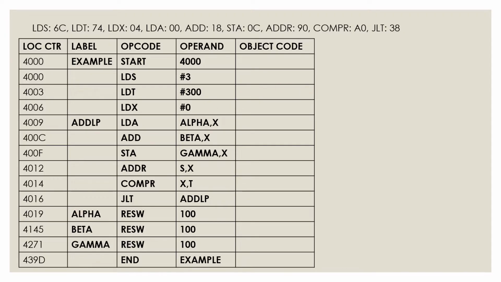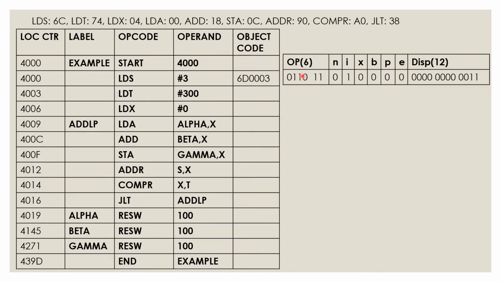Next we have to calculate the object code. This is the object code format for format 3 and format 4. Opcode LDS: the opcode for LDS is 6C, and the value of 6 is 0110, and for C we consider only the first 2 bits, that is 11. Since #3 is the immediate addressing mode, the n value will be 0 and the i value will be 1, and the x value will be 0 and the e value will be 0 because it is format 3.